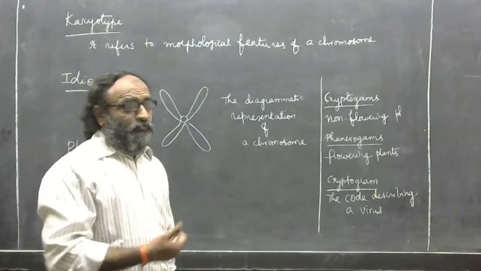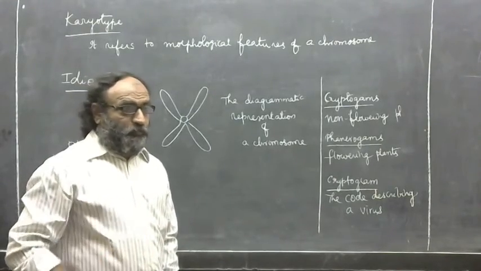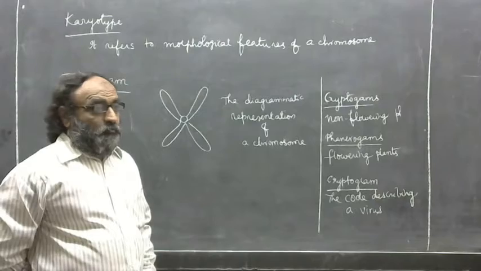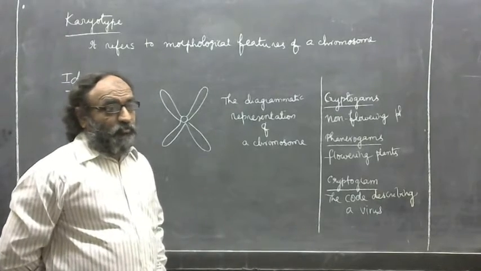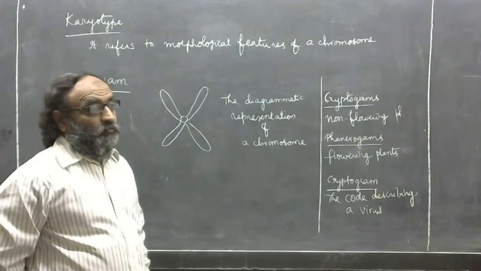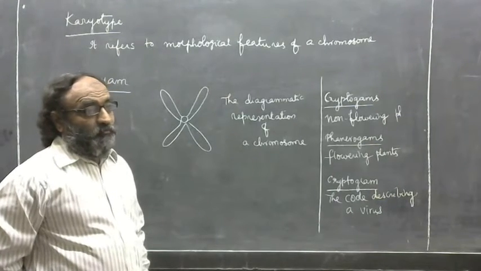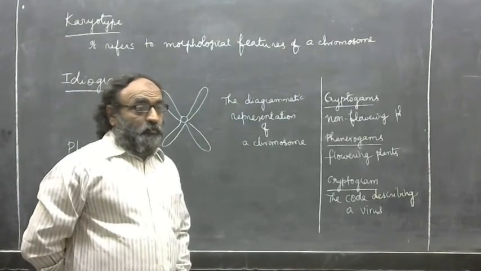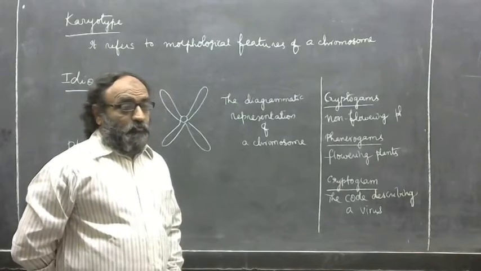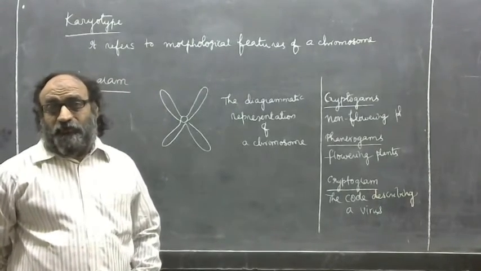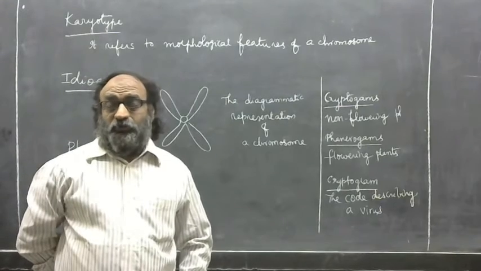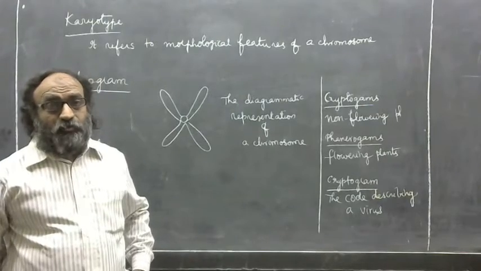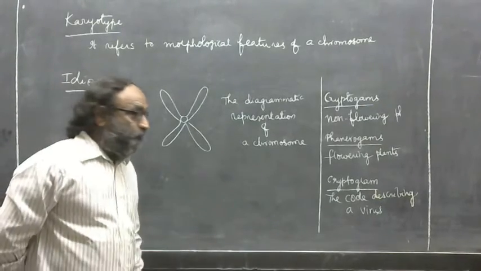The technical description of the morphology of a chromosome is its karyotype. Whereas the diagrammatic representation of a karyotype is an ideogram. If the chromosomal structure, the distribution, their arrangement are diagrammatically represented, then it is called an ideogram. So the diagrammatic representation of a chromosome is called an ideogram.